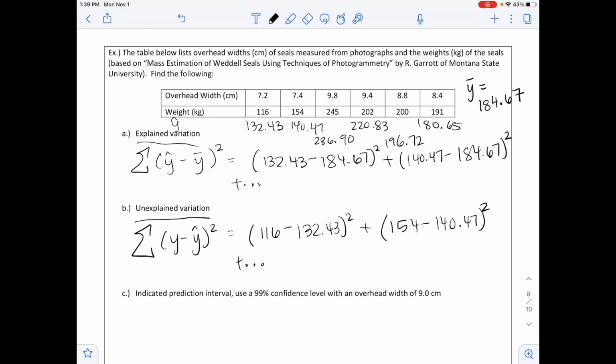The next part on here, we're going to go ahead and skip. This is very tedious. It takes a lot of time to calculate these explained variations and unexplained variations, so we're not going to focus much on it for this semester.